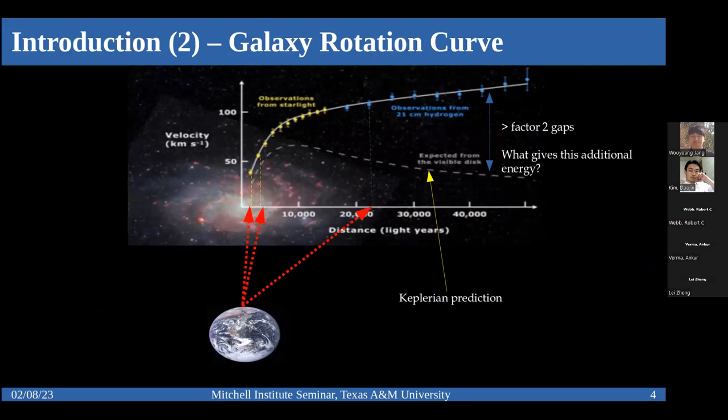This is another evidence of dark matter, which historically is the first evidence that humankind found about dark matter. This is the galaxy rotation curve. By looking at the amount of redshift at different locations of the galaxy, we observe a differential rotation speed of the galaxy, which is not expected from the Keplerian prediction. It shows about a factor of two gap in this plot. So the question is what is the source of this additional energy? People think that dark matter can answer this question.